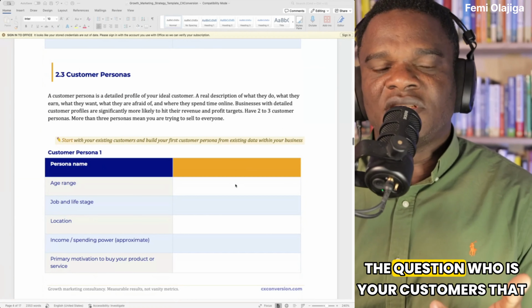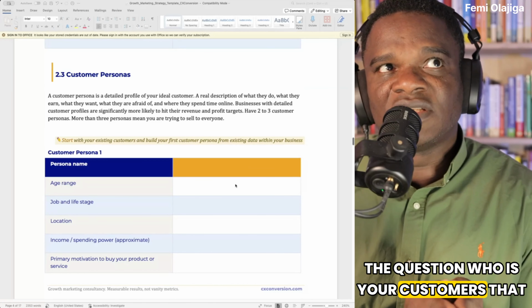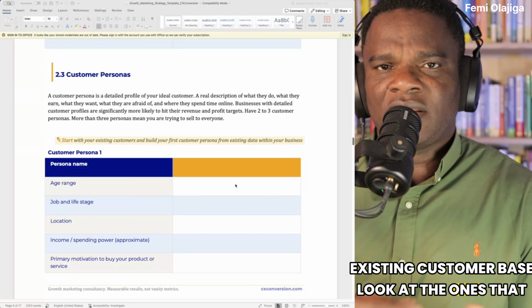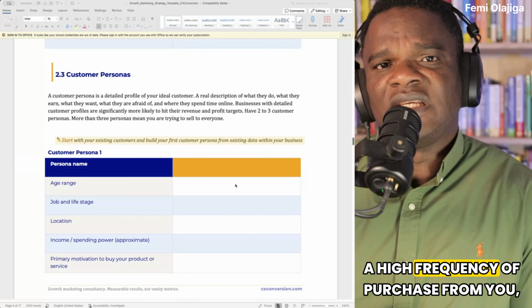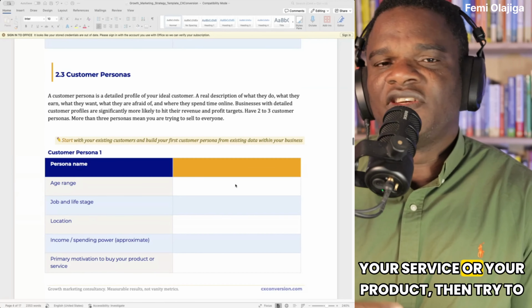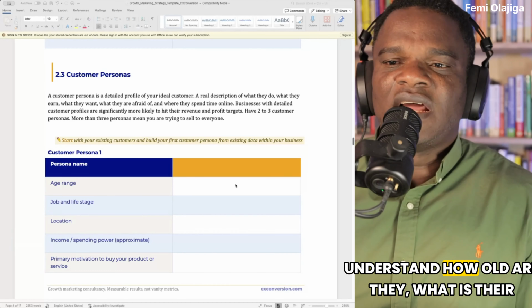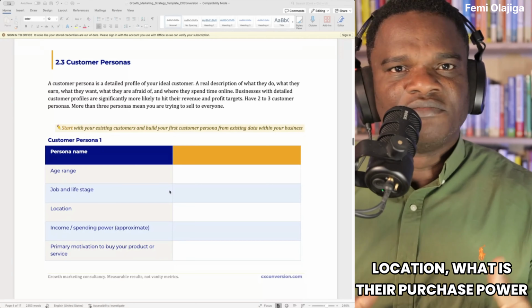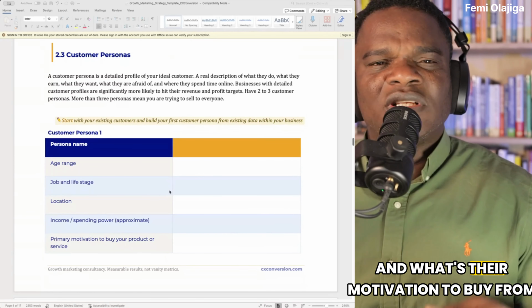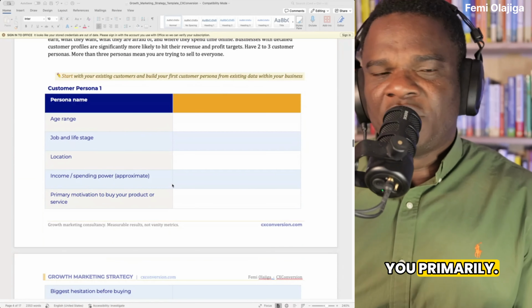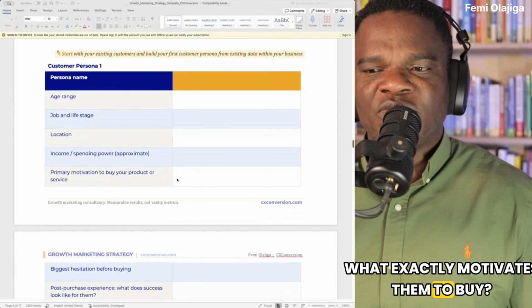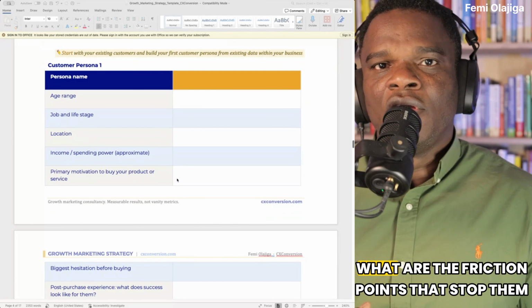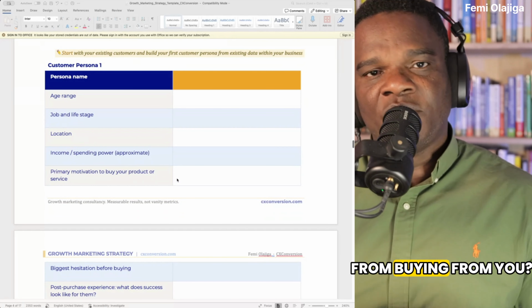Ask yourself the question, who are the customers that buy the most from you? If you already have an existing customer base, look at the ones that have a high frequency of purchase from you, your service or your product. Then try to understand, how old are they? What is their location? What is their purchasing power? And what's their motivation to buy from you primarily? What exactly motivates them to buy? And if they're not going to buy from you, what stops them? What are the friction points that stop them from buying from you?